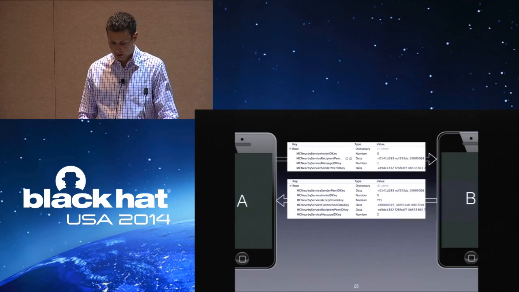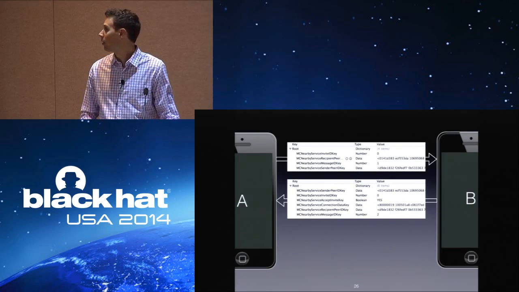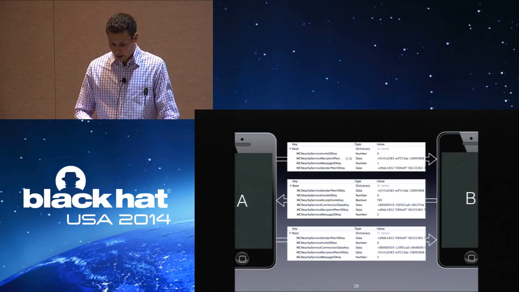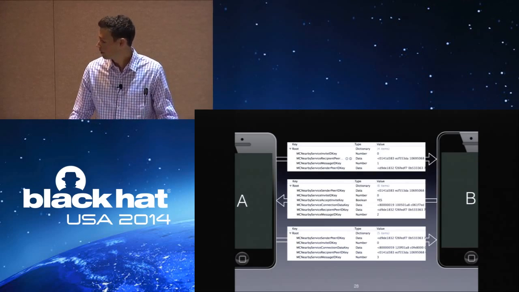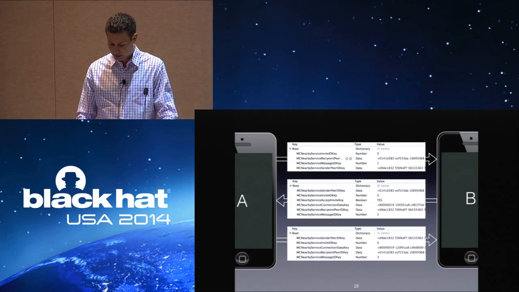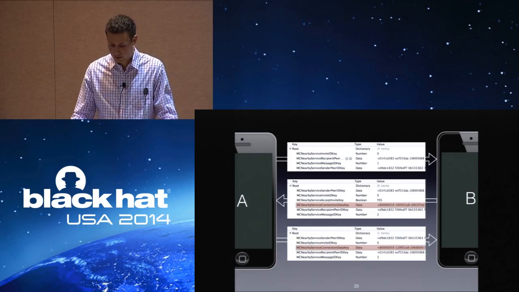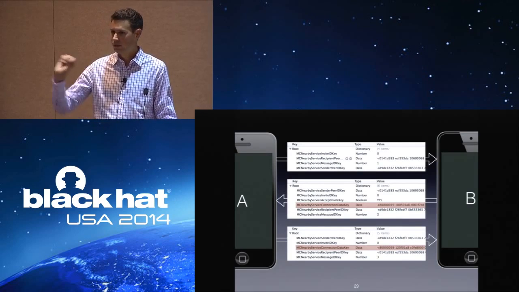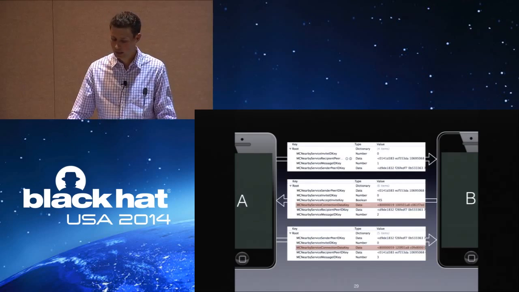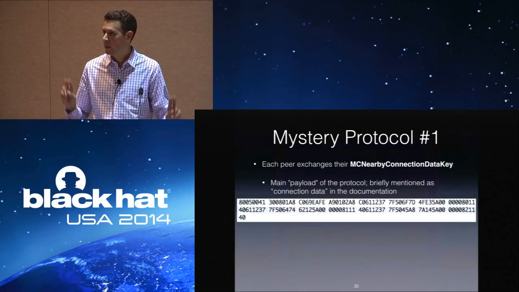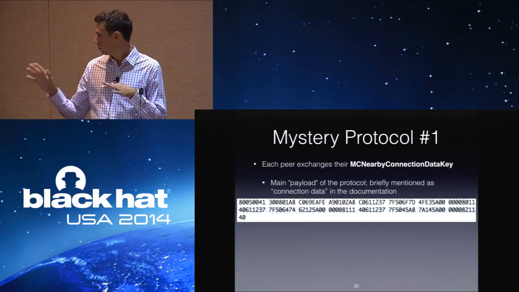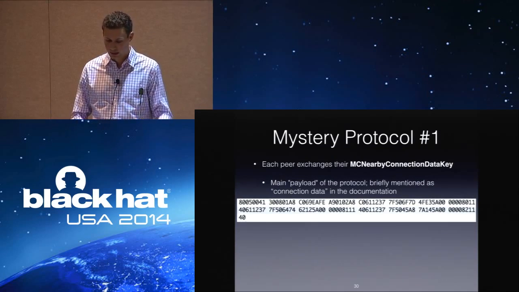And if the user says yes, then B sends back another p-list. One thing that's in it is whether they accepted the invite or not. So yes or no. And lastly, there's a third p-list that's exchanged. The key thing here is that they're exchanging something called the connection data key. So each peer is sending to the other guy their own connection data key. And that's actually the main payload of that protocol. That's the whole reason why that protocol is happening: to exchange that connection data key.